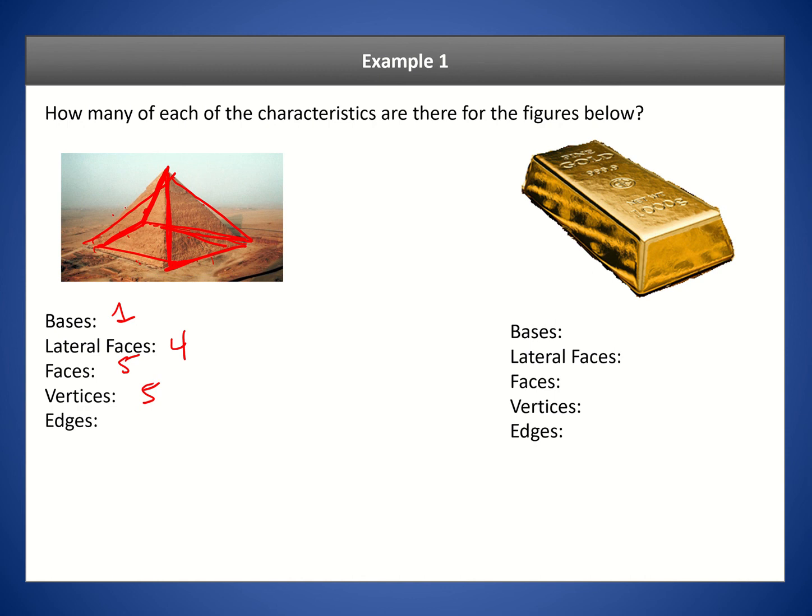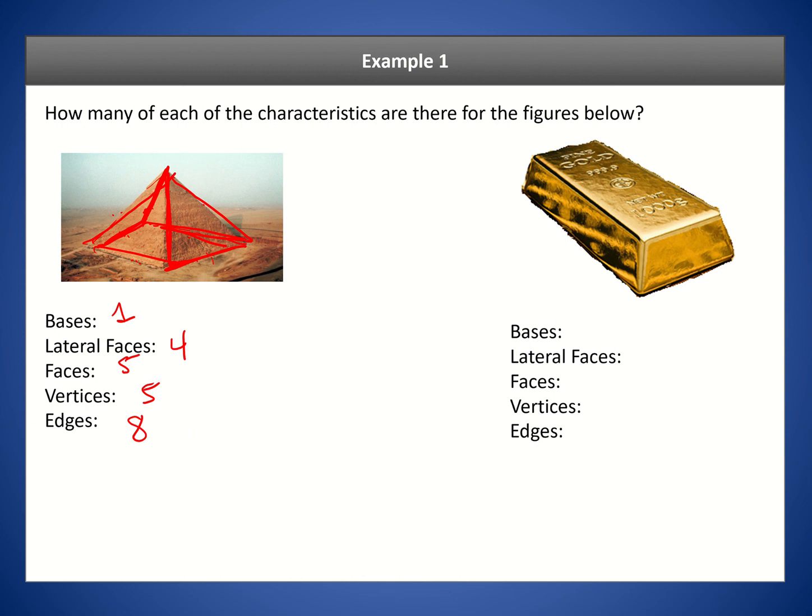Let's count it again. Let's make sure we count it right. 1, 2, 3, 4, 5, 6, 7, and looks to be about 8. So 8 edges, if we count it correctly. Now let's look at the one on the right.